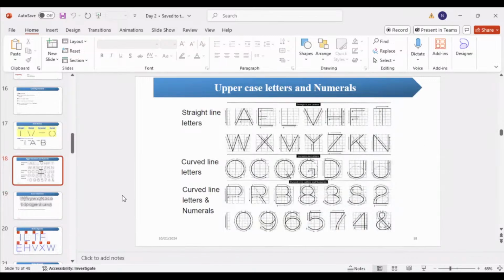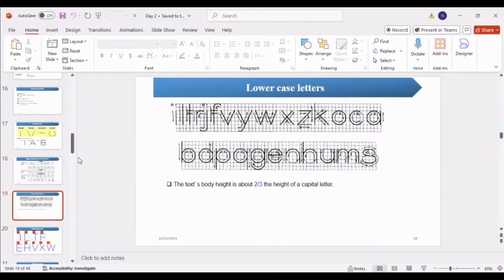Grids. The height limits are given by the rules. So here you can see that too. Okay. So the text body height is about 2/3 of the height of a capital letter. A simple letter or a lowercase letter should be 2/3 the height of a capital letter. Okay. So in the ANSI standard, we don't use lowercase ones, but in other standards, they use lowercase ones. Okay.